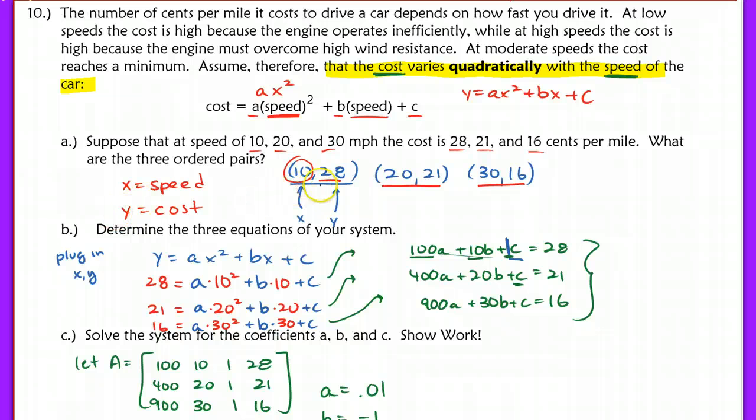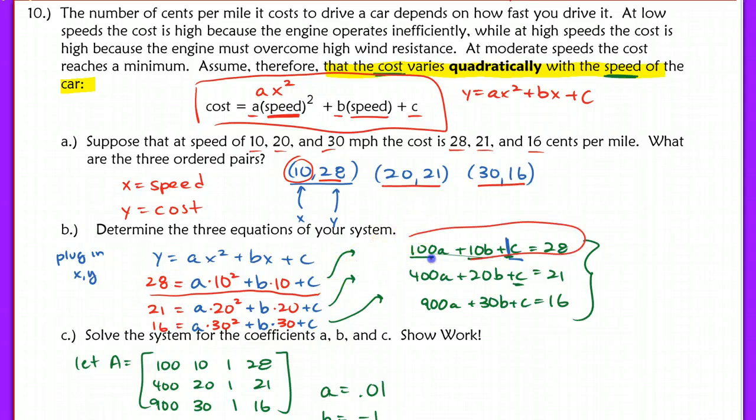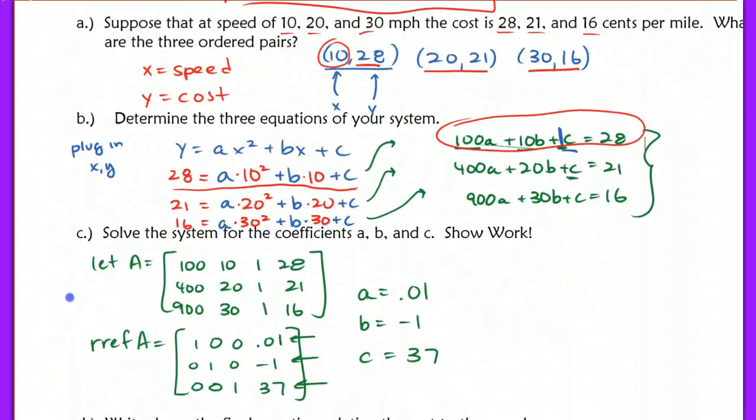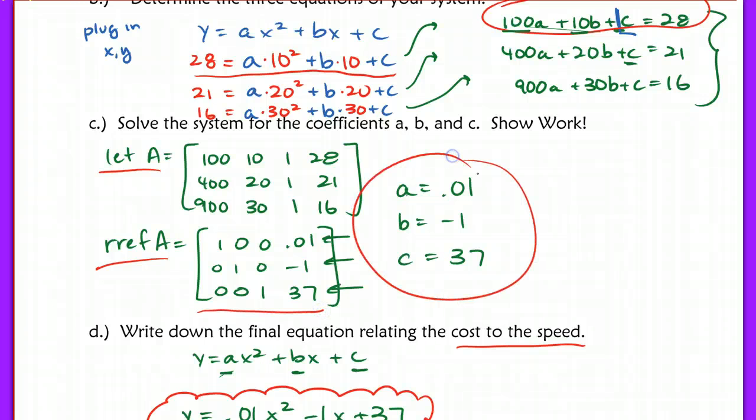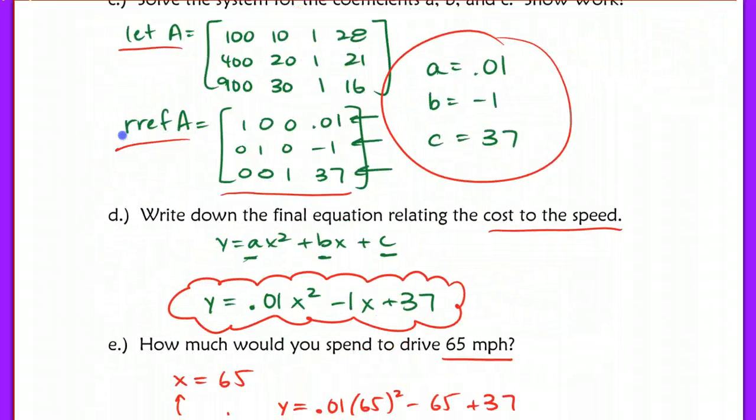So after we defined our variables and after we came up with our ordered pairs, we used the quadratic model that they gave us. This is the quadratic model they gave us, and we just plugged right into there using 10 as our x value, and y was 28. So that's how we got this first line here. We simplified so that we have it in A, B, and C. And we repeated that 3 times so that we ended up with our matrix. After we plugged in our matrix here, A equaling this matrix here, we row reduced echelon formed it, got this answer, interpreted our solution, and then we had our final equation.